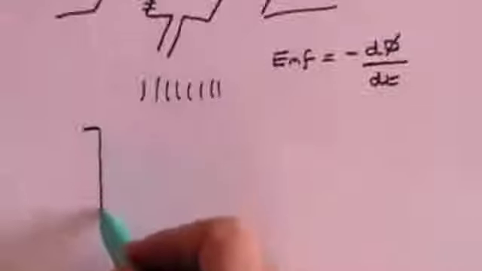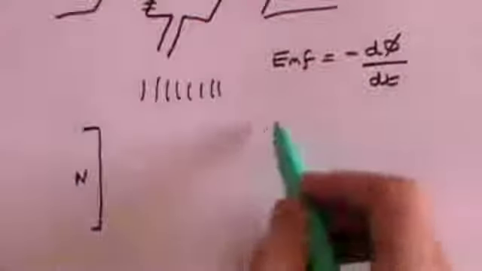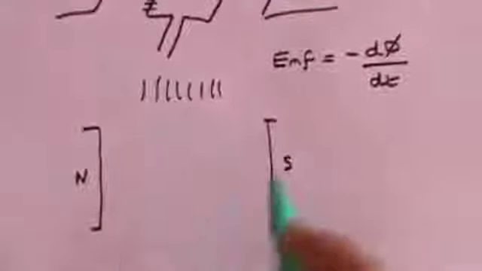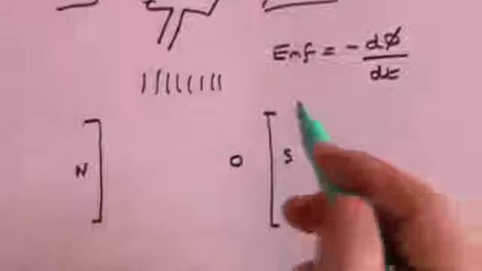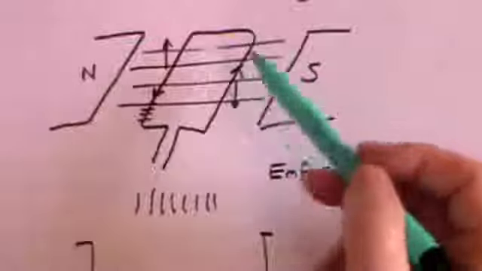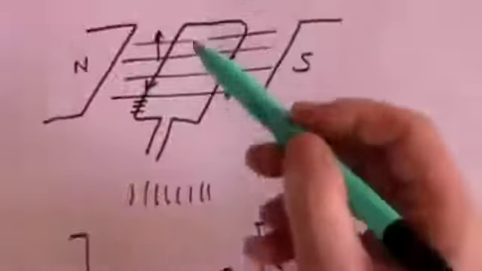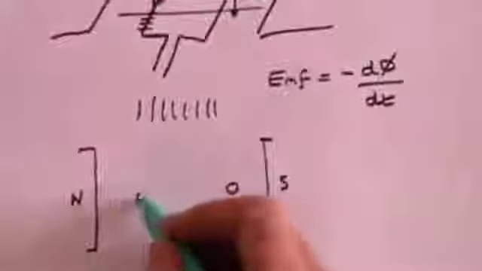Here's the north pole of the magnet. Here is the south pole of the magnet. And if we're looking edge on, there's this wire looking at it edge on, and this wire is represented by that there, and the cable goes into the paper.